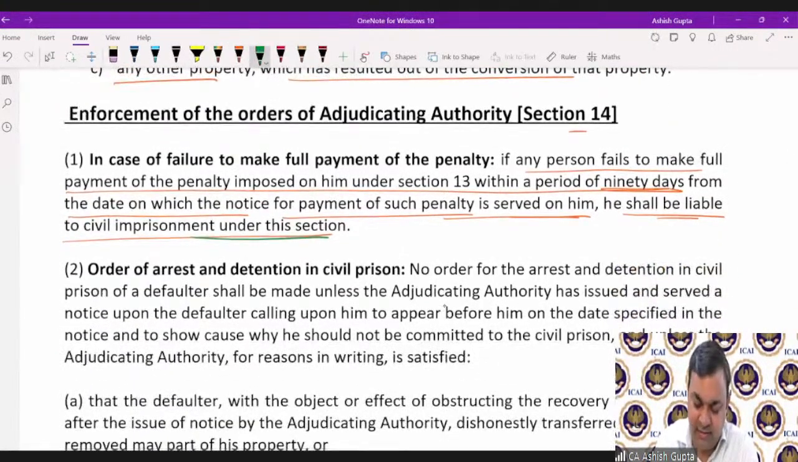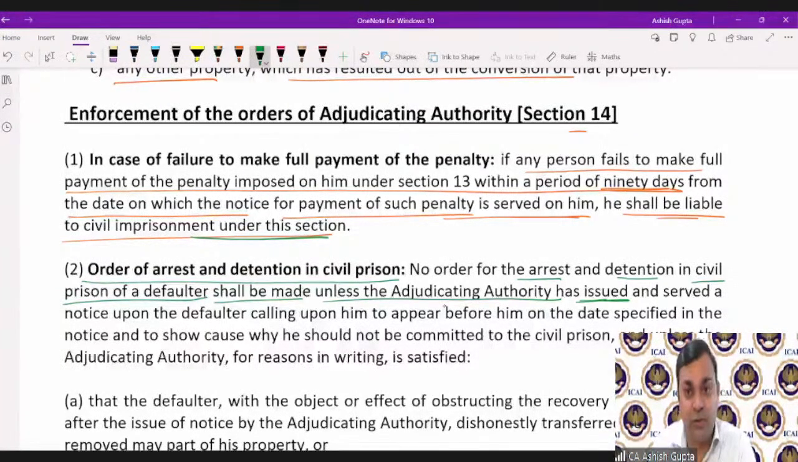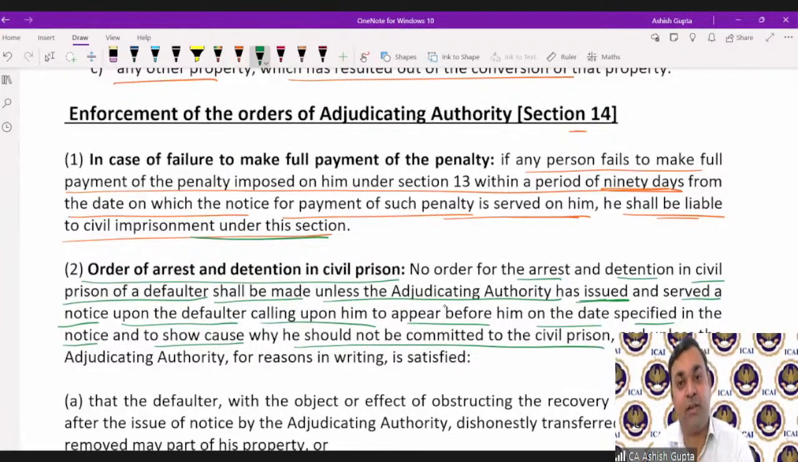Order of arrest and detention in civil prison. No order for the arrest and detention in civil prison of a defaulter shall be made unless the adjudicating authority has issued and served a notice upon the defaulter, calling upon him to appear before him on the date specified in the notice, and to show cause why he should not be committed to civil prison, right? आपको जेल में क्यों न डाल दिया जाए?